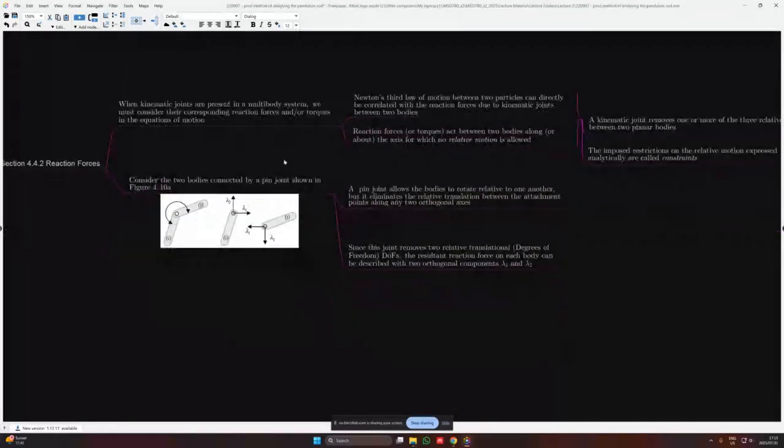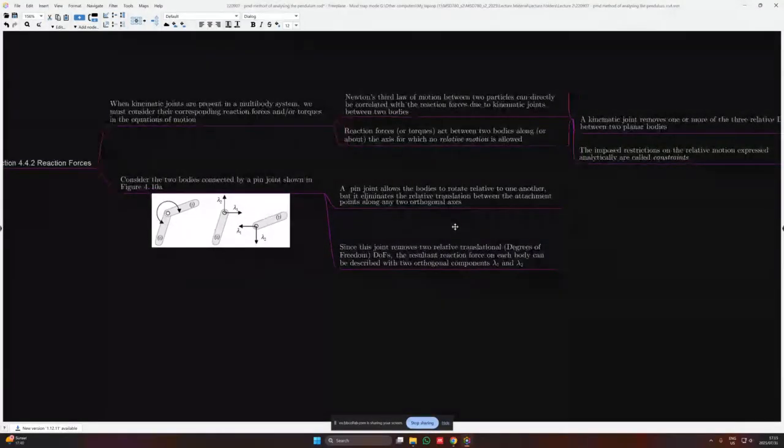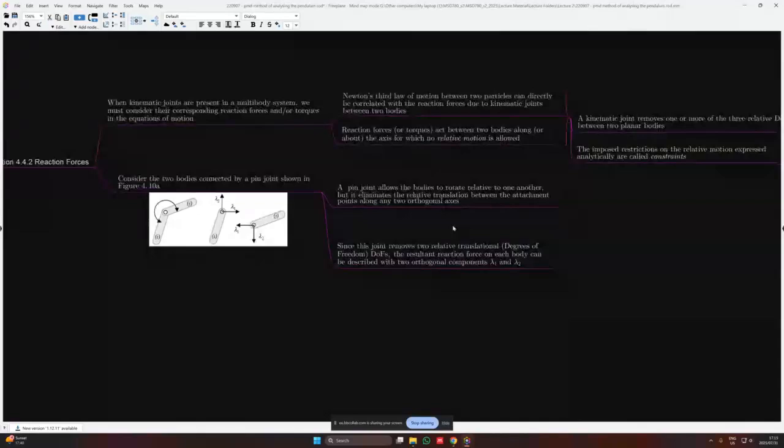So let's consider the two bodies connected by a pin joint, shown in figure 4.10a. We have bodies I and J, and between them we have this revolute joint situated over here. In the case of a revolute joint or a hinge joint, we allow rotation about the z-axis, but we don't allow translation between the two bodies. So a pin joint allows the bodies to rotate relative to one another, but it eliminates the relative translation between the attachment points along any two orthogonal axes. Usually these orthogonal axes are in the global xy frame, with x being to the right and y being upward.